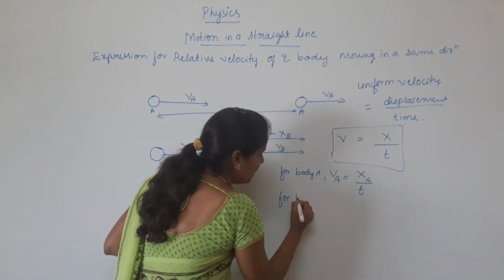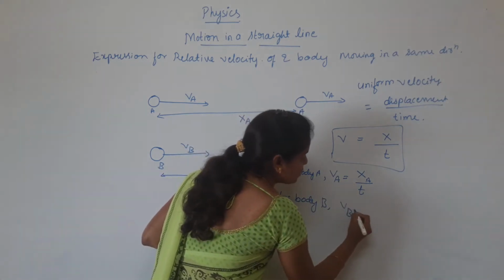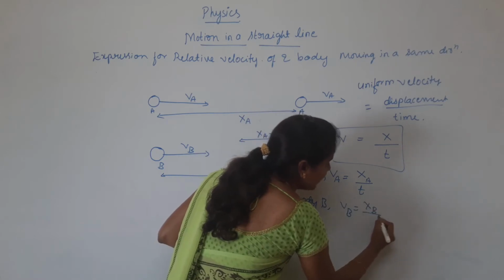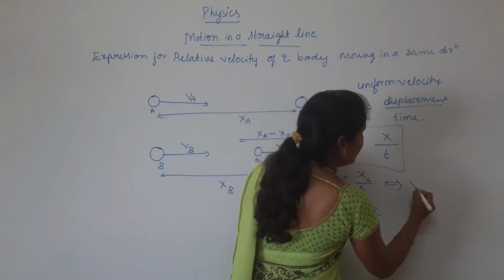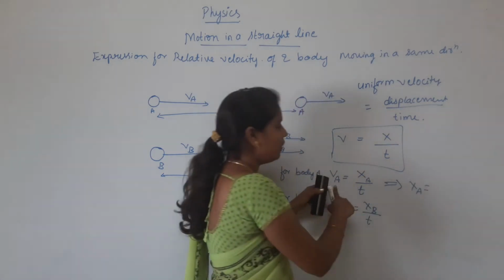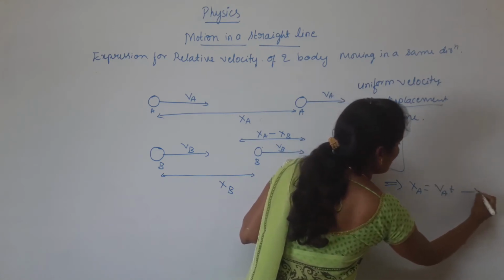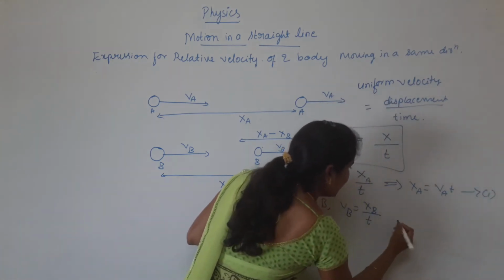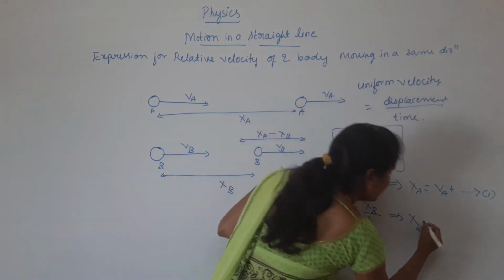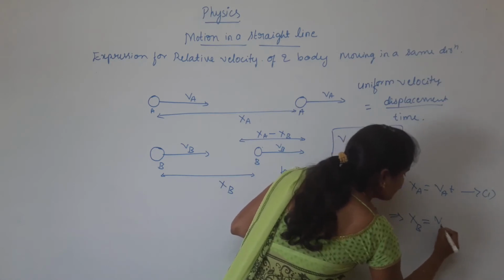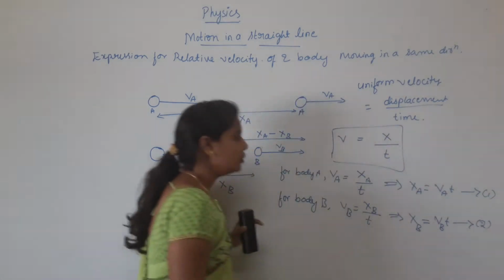Similarly, for a body B, the velocity is given by vb equals xb divided by t. Rearranging this equation, we get xa equals va times t. This is called equation number 1. Here also we need the displacement xb equals vb times t. This is called equation number 2.